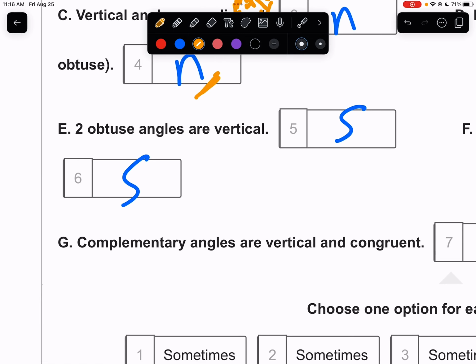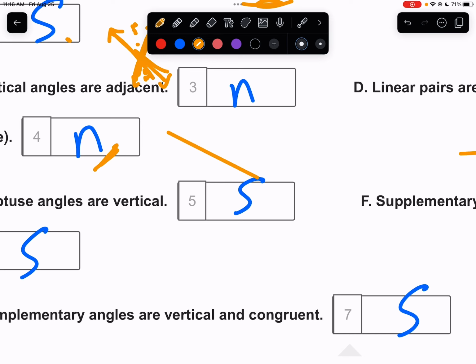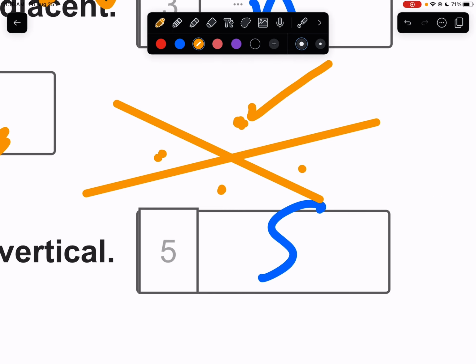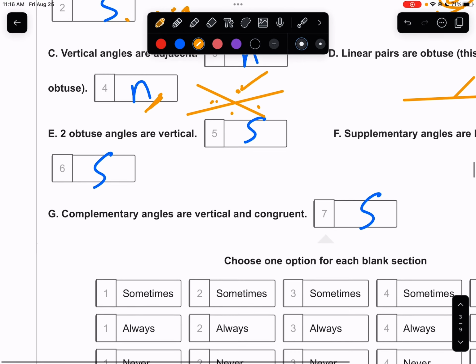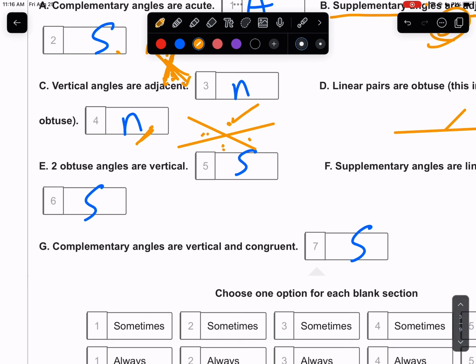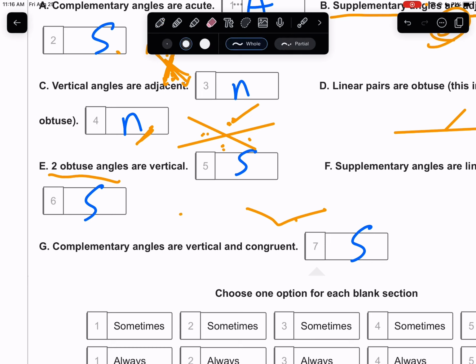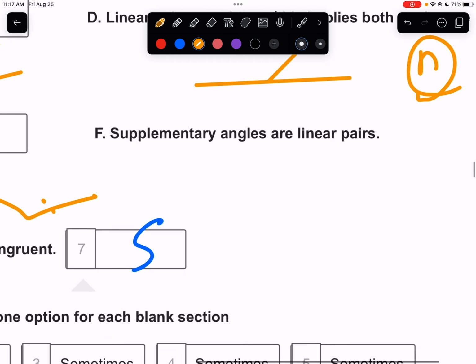Two obtuse angles are vertical. Well, can I draw opposite rays where I have obtuse angles that are vertical? Absolutely. But in the same picture, I have vertical angles that are... Oh, actually, that doesn't prove it wrong. So those are obtuse angles that are vertical. The counter example would be, can I draw two obtuse angles that are not vertical? So could I draw an obtuse angle here and then another obtuse angle there? Are those obtuse? Yeah. Make it a little more clear. Can I draw two obtuse angles? Boom. Are they vertical? No. So that's definitely sometimes.